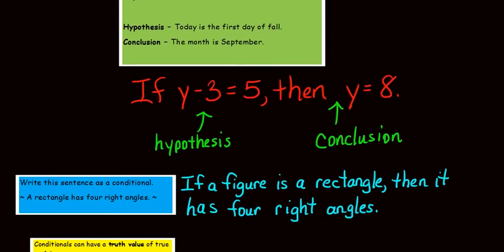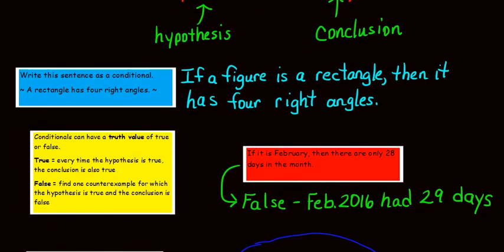So you might be asked to write a conditional statement. So here in blue, I've written a sentence. A rectangle has 4 angles. When you change that into a conditional statement, it needs to have if-then. So if a figure is a rectangle, then it has 4 angles.